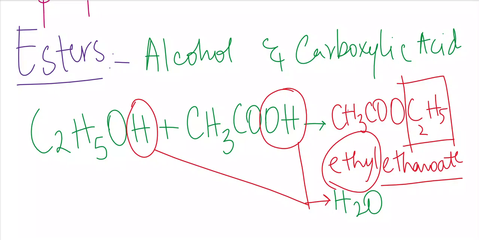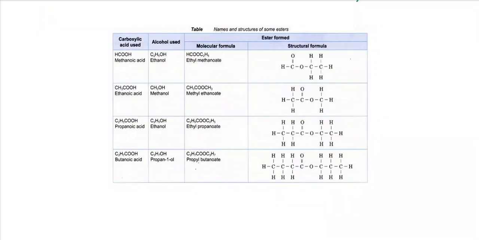So I will now show you the molecular formula and the structural formula of the different esters that are present in our series of esters. You can see here we have the name and the structure of some esters represented in this table. The carboxylic acid and the alcohols that are used for the formation of the esters in the series, like the first one we have ethyl methanoate, then methyl ethanoate, ethyl propanoate, propyl butanoate. All of these have the molecular formula represented along with the structural formula.